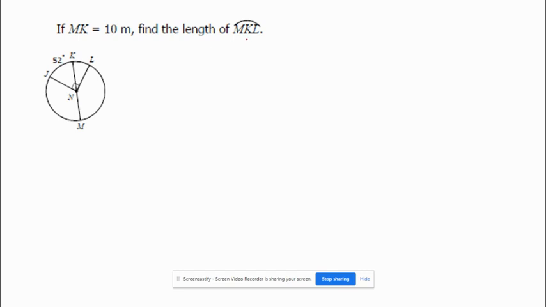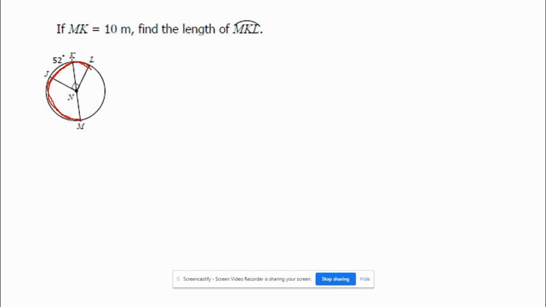All right, so what they want us to find is the length of arc MKL. Since they didn't bold it for me, I'm going to go ahead and trace it. Now, this is really important. You have to go from the first letter to the second letter and then to the third letter, because if I go MLK, that's a different arc. So I have to go first letter to second letter to third letter.